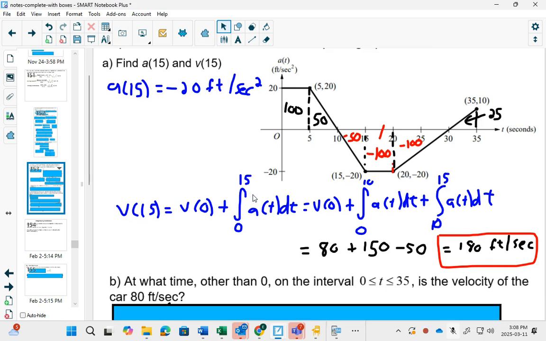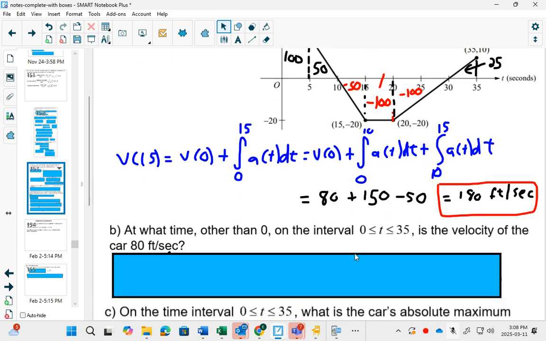Then part B, at what time other than 0 is the velocity 80 feet per second? So we started at 80. The area under the curve would add all of your accumulation of change. Do you notice that at 20, the 150 that's added gets canceled out with 150 that's minused? So at 20, you will be back to 80 once again, because your accumulation of change will have canceled out.